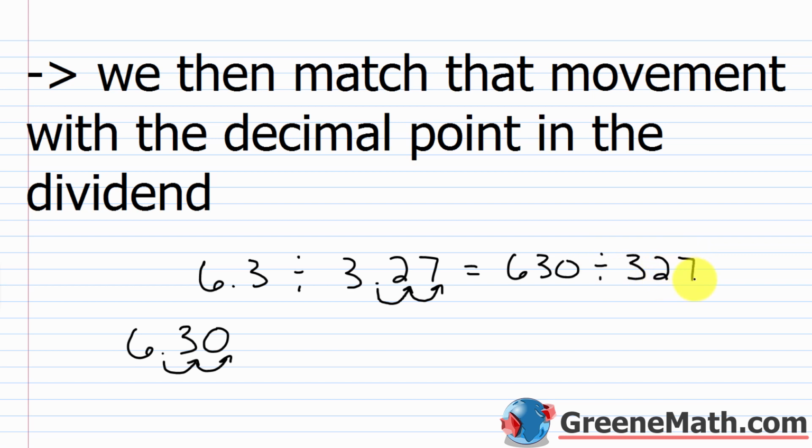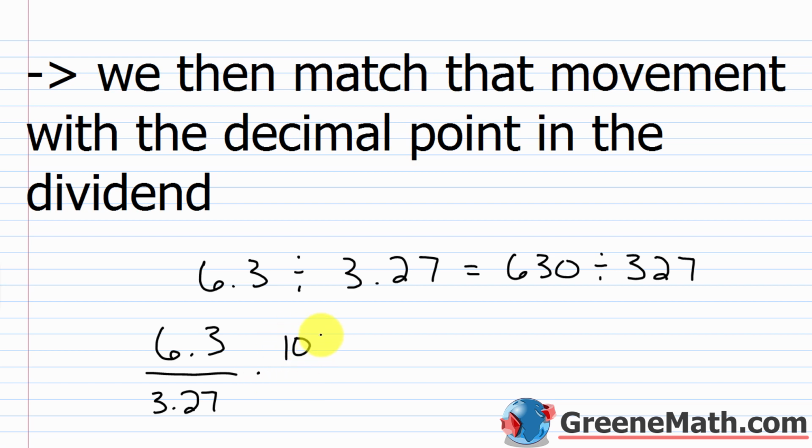Now you might stop for a minute and try to figure out how that's legal. The best way I can explain it to you is if you put it in fractional form, you can think about having 6.3 in the numerator over 3.27 in the denominator. And let's say I just multiply the numerator and denominator by 100. Remember, that's just like multiplying by 1. So we would end up with, again, 630 over 327.